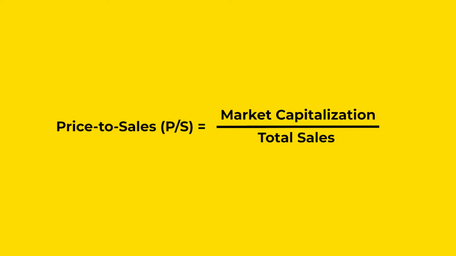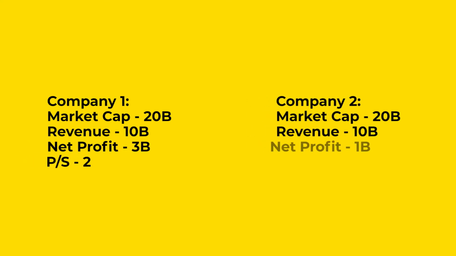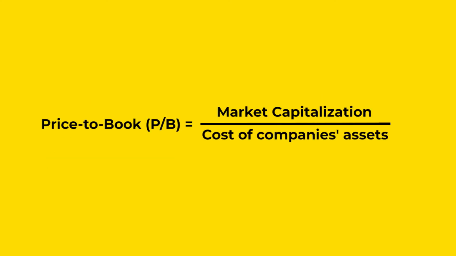Another popular indicator, PS or price to sales. Capitalization is divided by revenue. The problem here is that companies have very different net profit margins. If one company, for example, has $10 billion revenue and net profit of $3 billion, while another one from the same sector has $10 billion and $1 billion net profit, they would have the same price to sales ratio if their capitalization is equal.